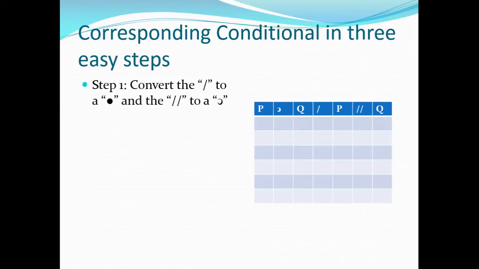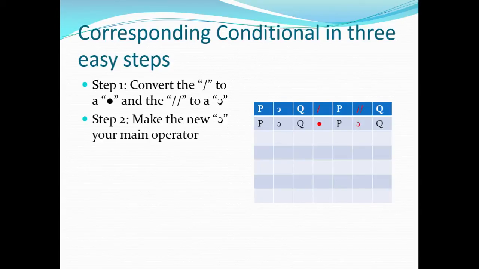Step 1, you're going to convert your single slashes, your premise separators, to dots, and your double slashes, or your conclusion separators, to horseshoes. So in this argument that we have set up on the right, we have P horseshoe Q slash P double slash Q. We're going to convert the single slash to a dot, and then we're going to convert the double slash to a horseshoe.